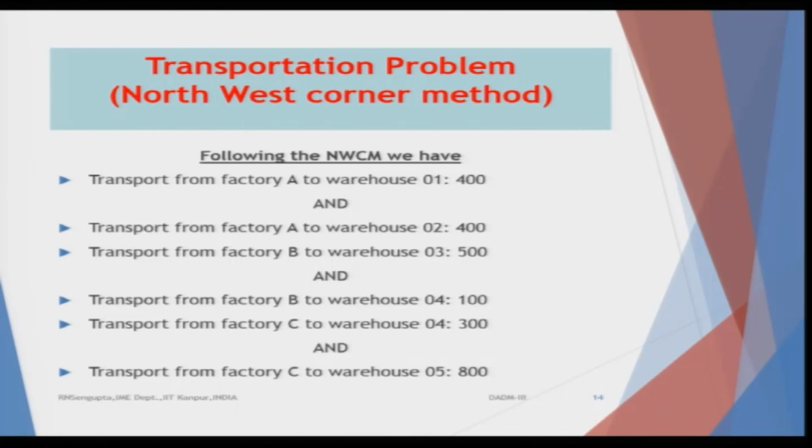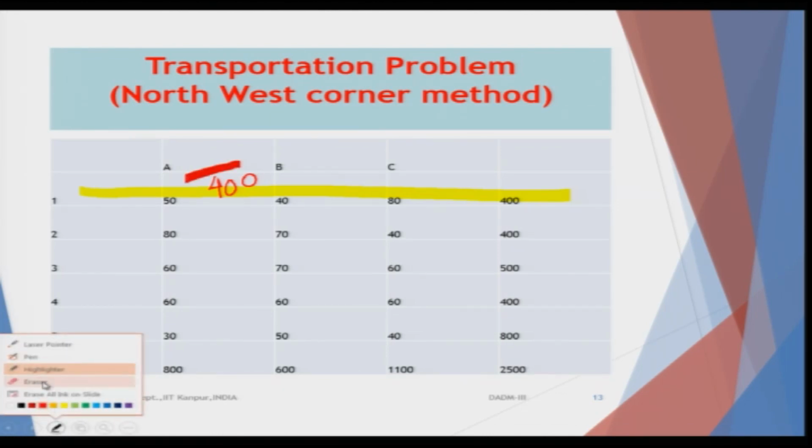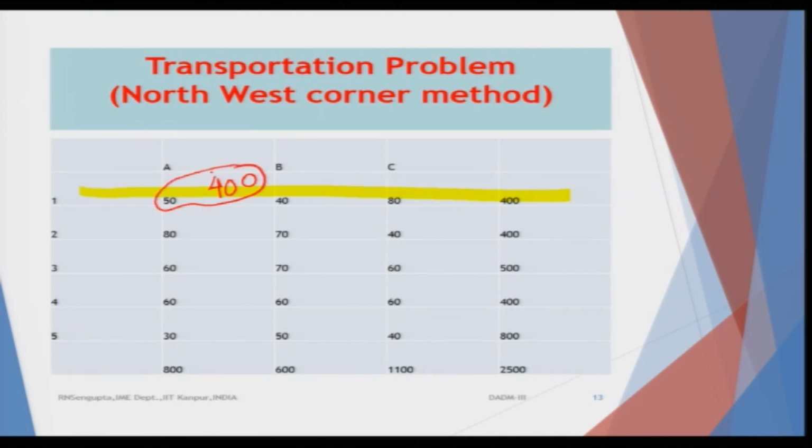The first point mentions transport from factory A to warehouse 1, 400. Let us see whether that is true. As A can give 800, it requires 400. So, allocate 400 here. If it is done, I will mark it with a yellow highlighter. So, this is done. So, the total cost is going to come. So, 400 is still left from A. Let us see what we will do.